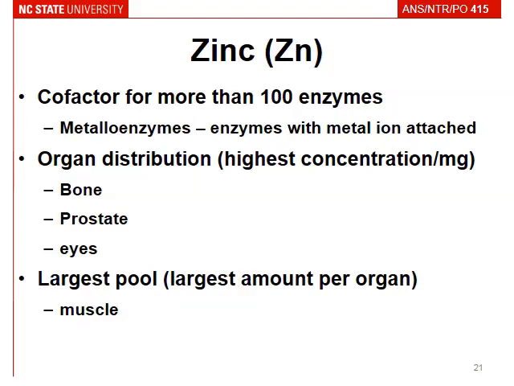Our next mineral that we're going to discuss is zinc. So zinc is also a critical cofactor, and it's a cofactor for more than 100 enzymes. And the majority of these enzymes are metalloenzymes, so these are enzymes with a metal ion attached. It is found in the highest concentration in our bone, followed by, for our male species, the prostate, and then the eyes. However, our largest pool, the amount per organ, is our muscles. So our muscles have the greatest overall amount of zinc, but our bones have the highest concentration.